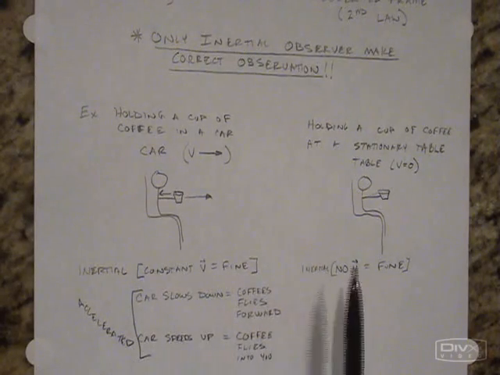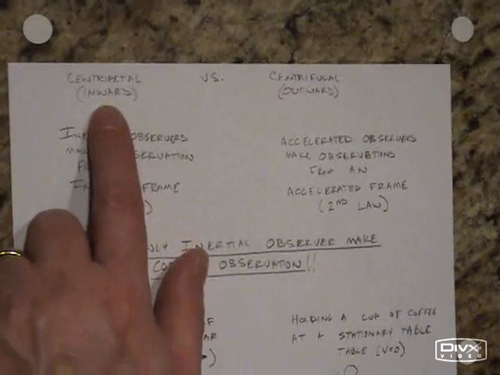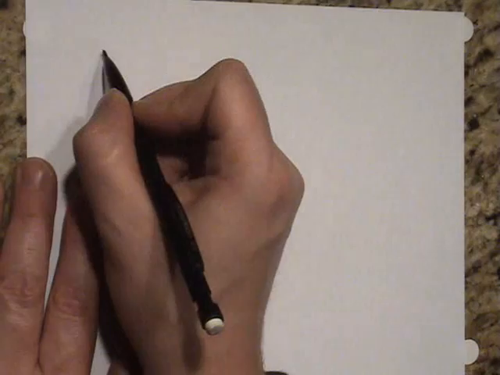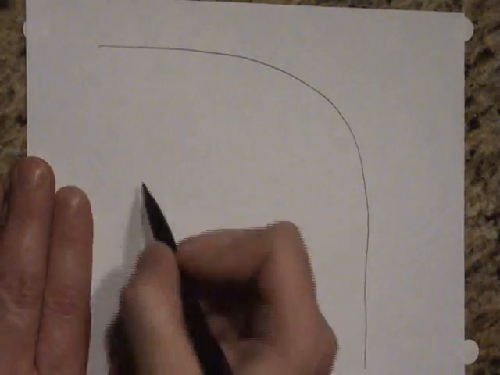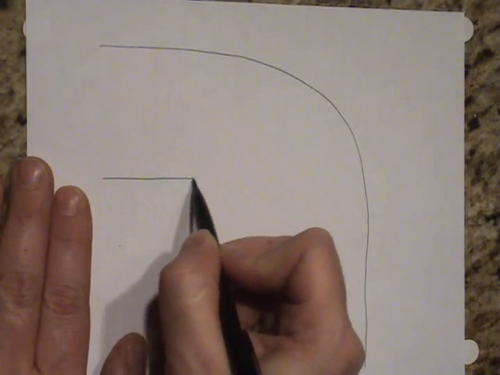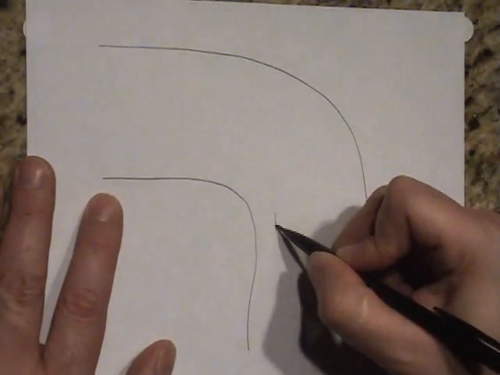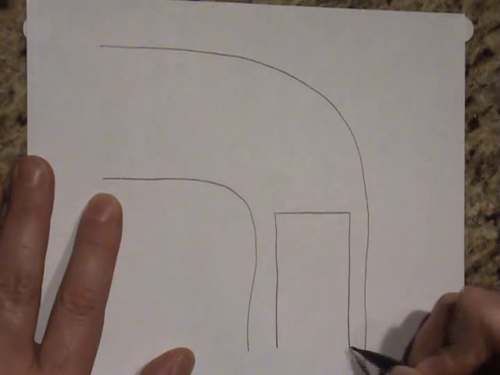So now that we've looked at things in a straight line motion, let's go ahead and take this back to the argument of centripetal inward force versus centrifugal, the outward force. So let's go ahead and draw a nice sharp curve, a nice large sharp curve. And let's put a nice big car about to make it through the turn.